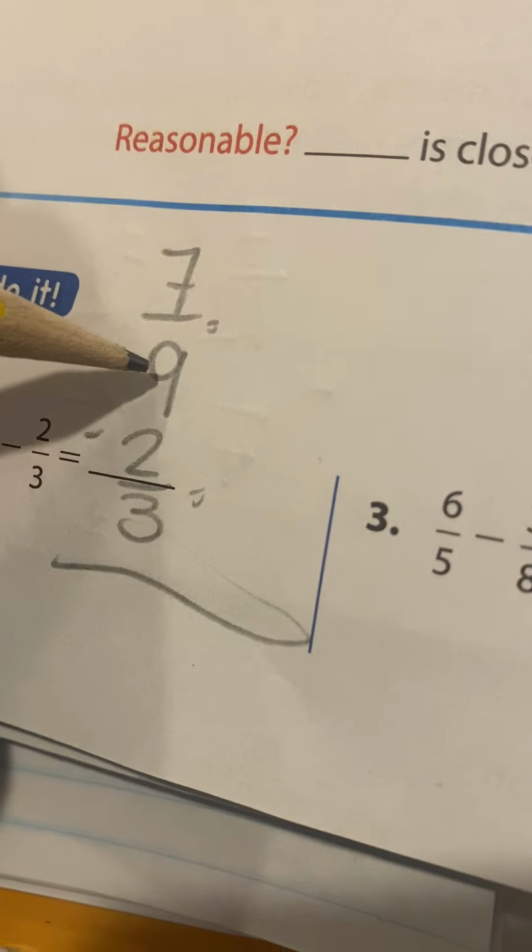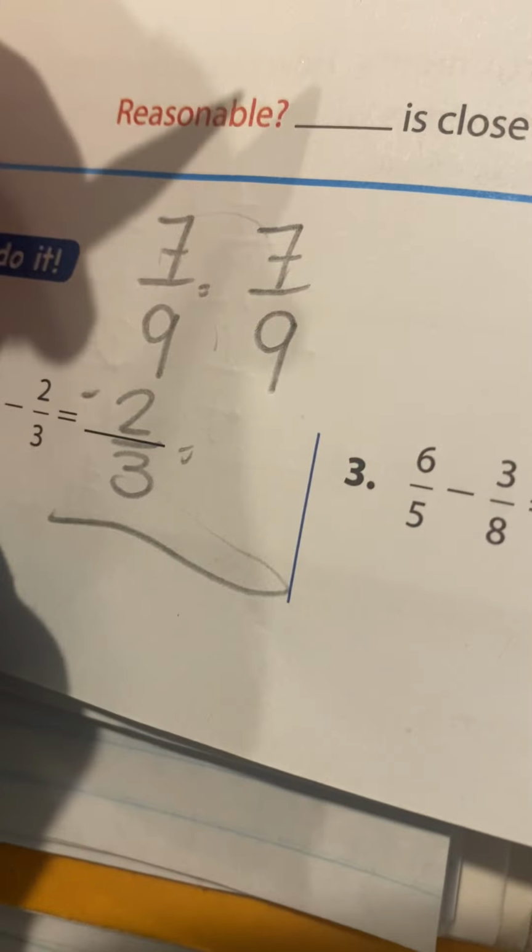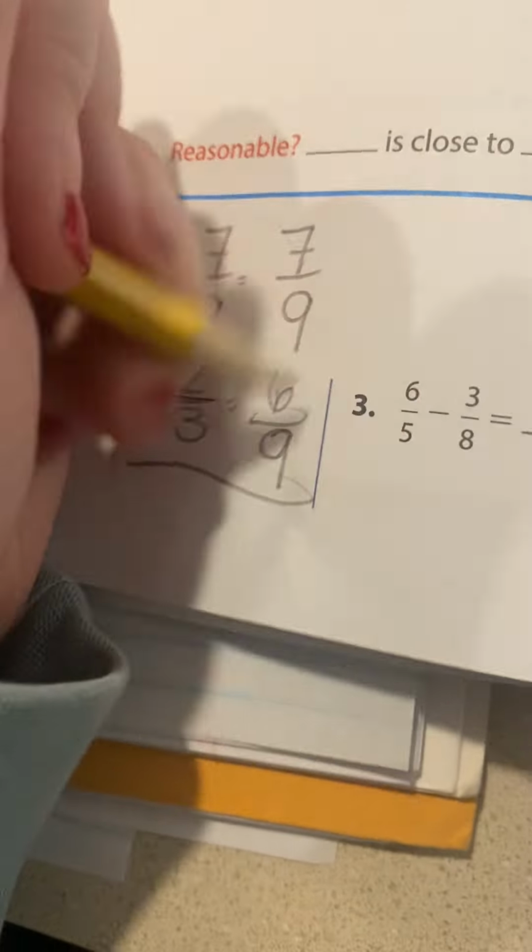Okay. So my larger denominator is 9. Does 3 go into 9? The answer is yes. So 9 times 1 is 9. 7 times 1 is 7. 3 times 3 is 9. 2 times 3 is 6. 7 9ths minus 6 9ths is going to give me 1/9.